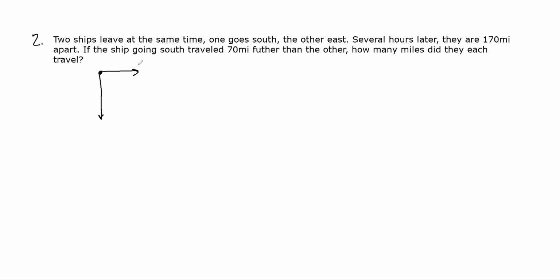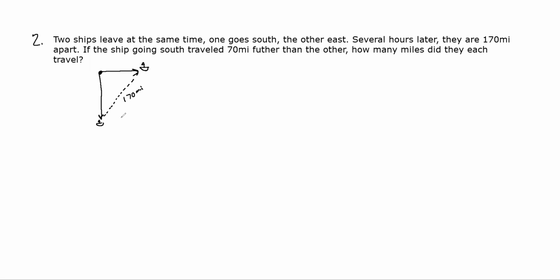And several hours later, we know they are 170 miles apart. Now, that distance is a straight shot from where those two ships are. Let's say we have one of our ships over here, a little boat, and then one of our others is over here. This is going to be 170 miles.